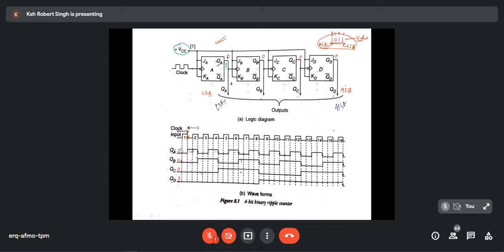So now, what will the output of this be? The output of this will be 0. Why 0? No change. Previously 0, next also 0. Why no change? Because what is the input of this JK flip-flop? J is 1, already connected. All are J 1, K 1 already. J is 1, K is 1.